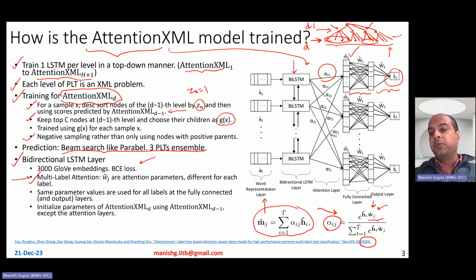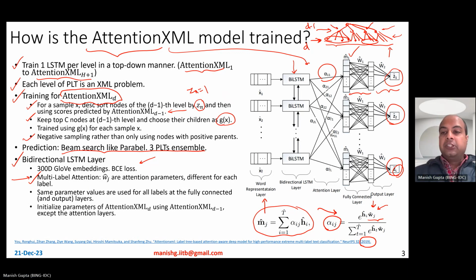Now, of course, how many outputs would you have? You would have L outputs, where L depends on the size at a particular level. At the last level, of course, L is the actual set of labels in your entire training data set.